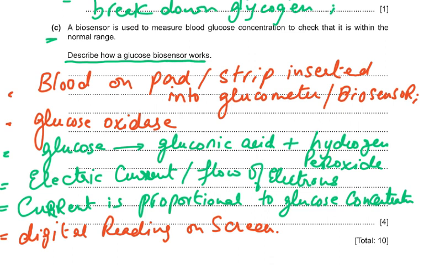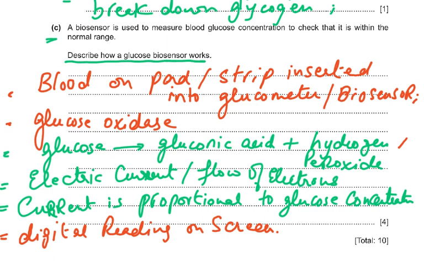So blood on the pad or the strip, which is inserted into the glucometer or the biosensor, contains glucose oxidase. The glucose oxidase catalyzes a reaction. The glucose is converted to gluconic acid and hydrogen peroxide. So if it's 100 glucose, 100 gluconic acid and hydrogen peroxide; 200 glucose, more hydrogen peroxide. This generates an electrical current. The current is proportional to the glucose concentration, and then it gives you a digital readout.